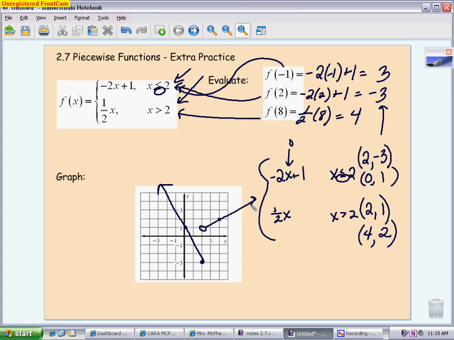So here is my piecewise function. Again, they look very disjointed because they completely change the way they're defined at 2. So before 2, you have a line with negative slope, it's dropping, and then after 2, we have a line with a positive slope, a more gradual slope.